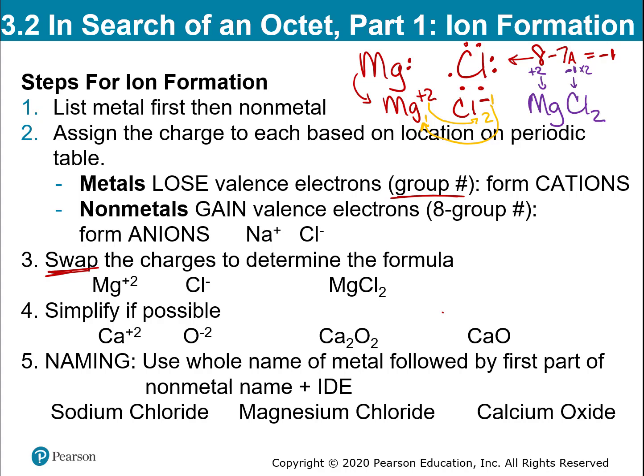Okay, so in this, remember the magnesium's a +2, the chlorine's a -1. This 2 tells me how many chlorines. This 1 tells me how many magnesiums. So you take the charges and swap them. The charge for the metal tells you how many nonmetals. The charge on the nonmetal tells you how many metals. So you don't have to write it down when you do the formula.